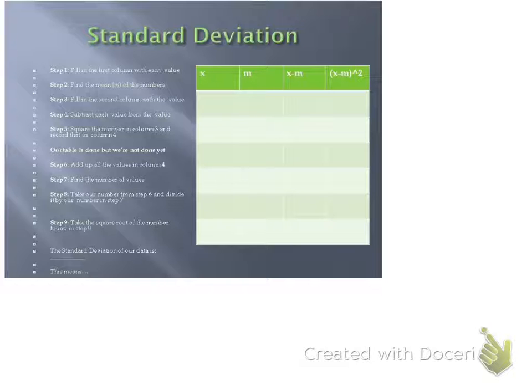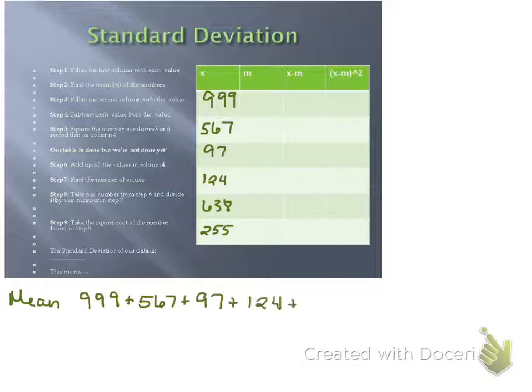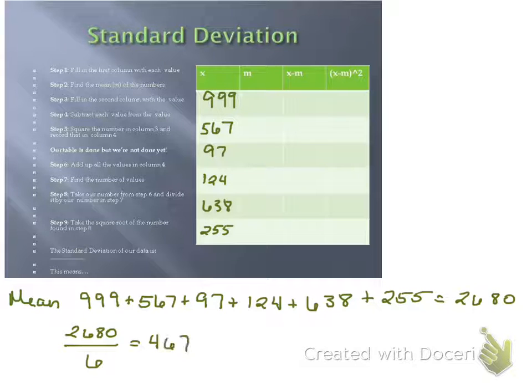So our first step is we have to fill in the first column with each value. So you have 99, 557, 97, 224, 638, and 255. Next we have to find the mean, so we have to add all of them up, which we get 2,680, and then we have to divide by 6 since there's 6 values, so 467 when you round up. So next we have to fill in the second column with the mean, and if you notice, every single time it's the exact same number.